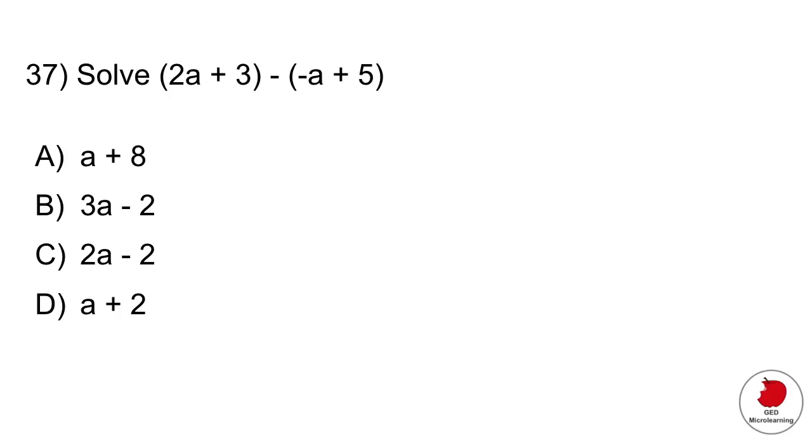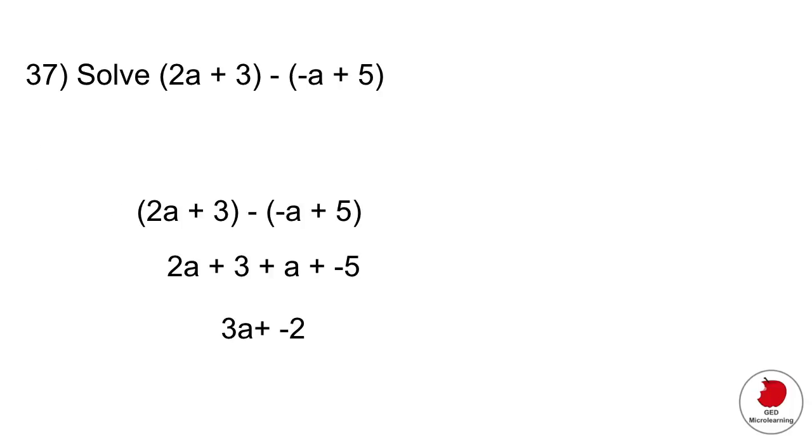All right, question 37 looks at polynomials. Okay, so it asks you to solve this thing. So the first thing that you have to do here is the distributive property. Okay, so that means that you're going to multiply that negative sign by what's inside the parentheses. So you would multiply negative multiplied by negative a, that gives you positive a, and negative sign multiplied by 5, that gives you negative 5.